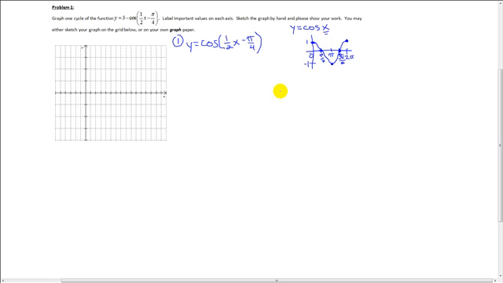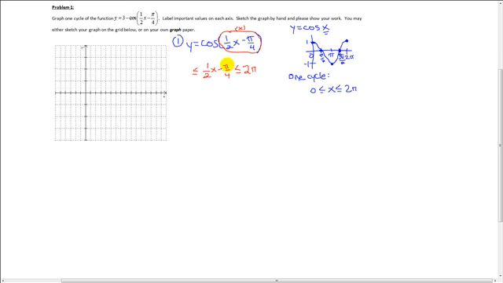Now, the really important point right now is that we get one cycle for the graph of y equals cosine of x when x goes from 0 to 2 pi. Those are the starting and stopping values for one cycle of our basic y equals cosine of x. So, similarly, we'll have one cycle for the graph of y equals cosine of 1/2 x minus pi over 4, when that quantity, 1/2 x minus pi over 4, goes from 0 to 2 pi.